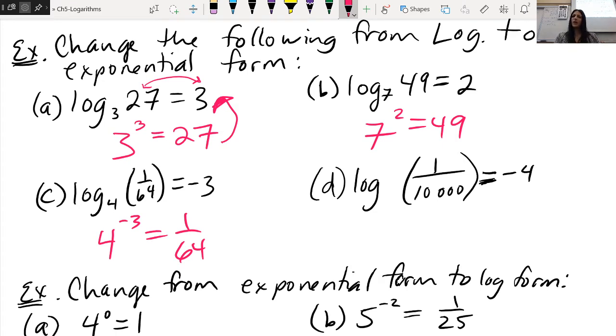And then for the last one, I purposely chose some that were a little bit different or unique. If there's nothing written there, what's the base of my exponent? 10 to the negative 4 equals 1 over 10,000. Make sense? It's like saying 1 over 10 to the 4, which truly is this value. Good?